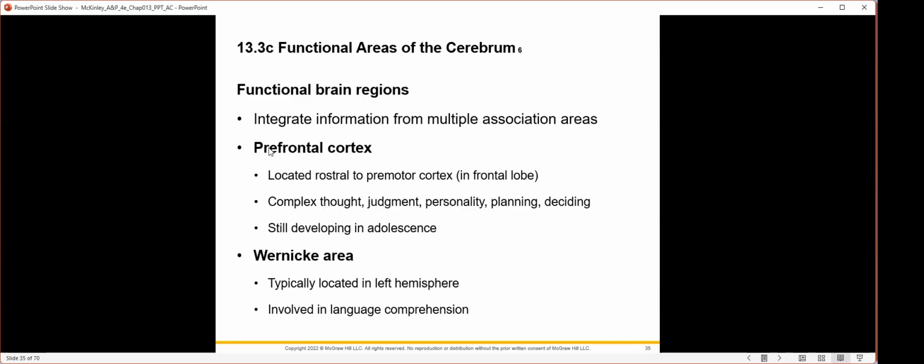For the prefrontal cortex, this is associated with the frontal lobe, and this is where we get our stuff for complex thought, judgment, personality, planning, and decision making. This prefrontal area is still developing in adolescence. Wernicke's area is a little bit different, usually associated with the left hemisphere, not quite a lobal association, and this is involved with our ability to comprehend language. Typically, Wernicke's area is around the temporal and parietal lobes, that barrier.